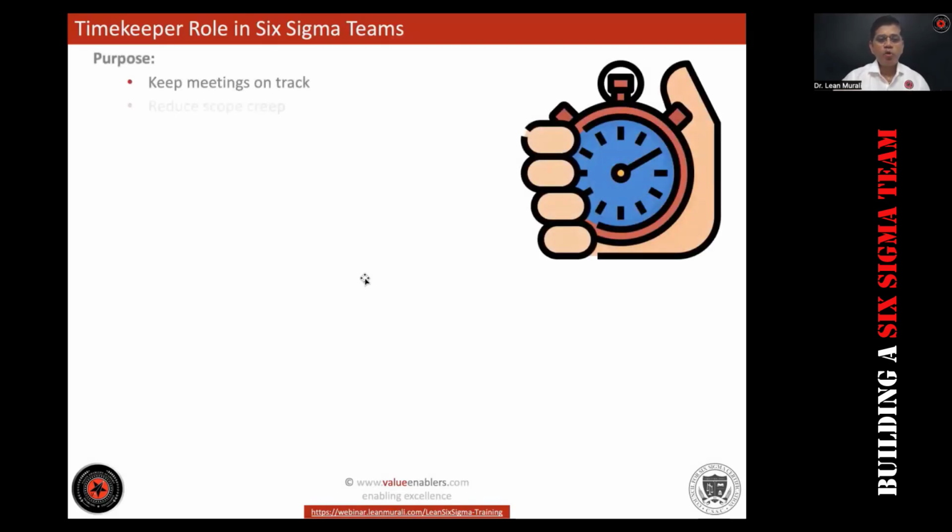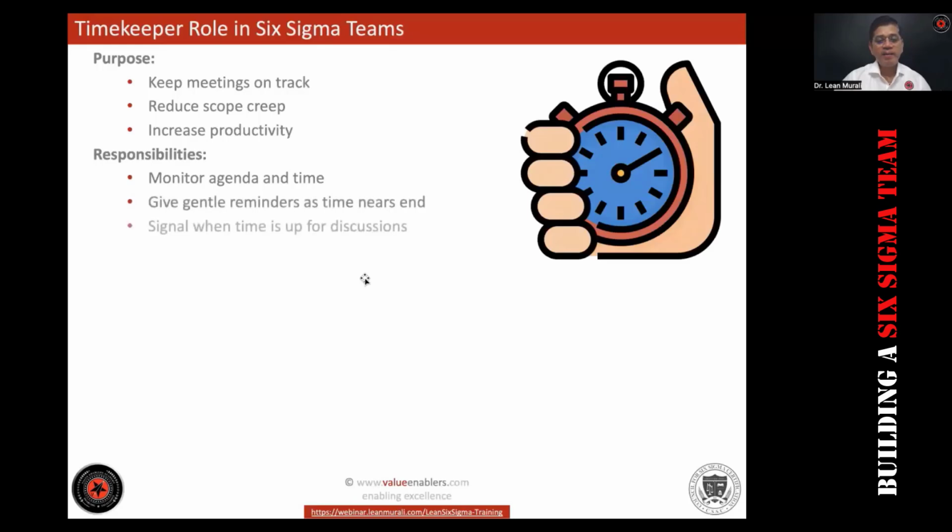Timekeeper is a very simple role. Keep meetings on track. Reduce scope creep. And increase productivity. His responsibilities are to monitor agenda and time and give gentle reminders. How many of you can relate to this? All of us need reminders for meetings, reminders for project deadlines.